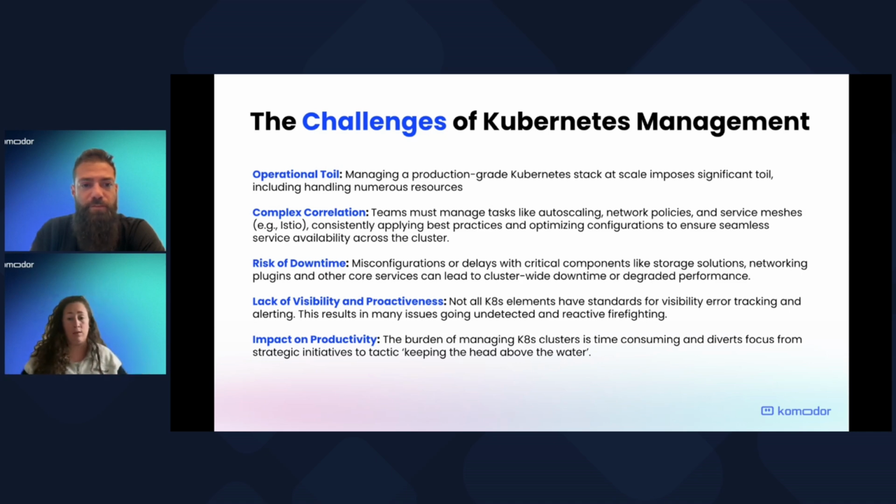You also have the risk of downtime, of course, which can be caused by any misconfiguration or delays or anything like that, and eventually leads to a very bad user experience for your users. And if you add on top of that lack of visibility and ability to be proactive, it gets even harder. And the last thing is the impact on productivity. If organizations are focused on firefighting, they don't really have time to focus on delivering, right?